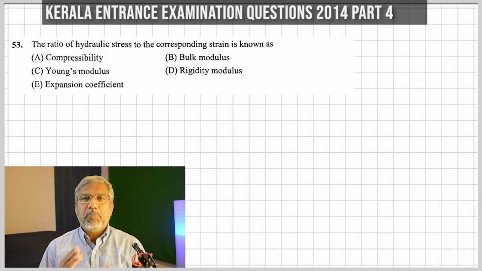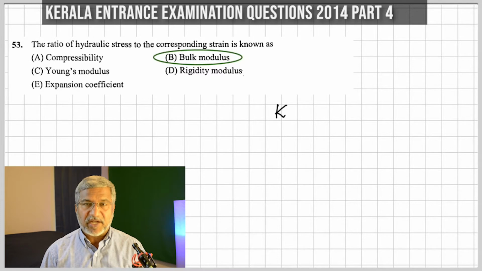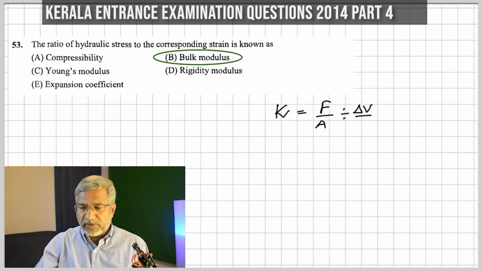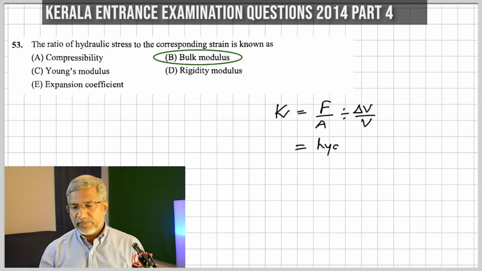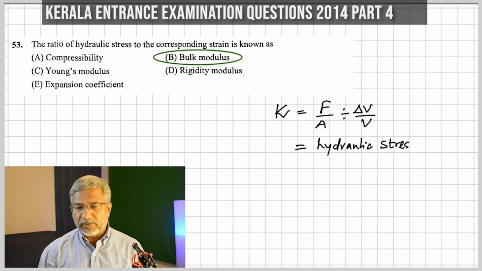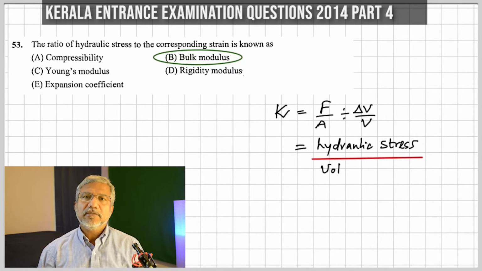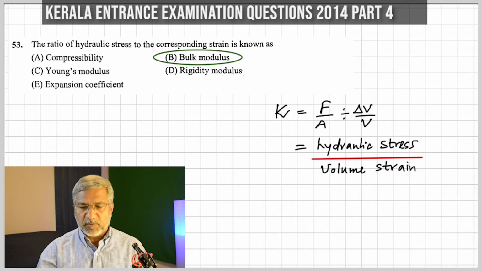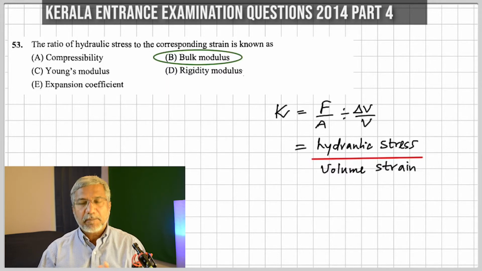So that's why bulk modulus is the answer, because bulk modulus is defined as normal force by area divided by change in volume to the original volume. So F by A, that's called the hydraulic stress. And then change in volume by original volume is called the volume strain, okay? So hydraulic stress by volume strain gives you bulk modulus. Just want to say compressibility is the reciprocal of bulk modulus. Young's modulus, that's only for solids, is linear stress by linear strain. Expansion coefficient, well, that's to do with an entirely different topic. It's to do with expansion of anything when it's heated, okay?